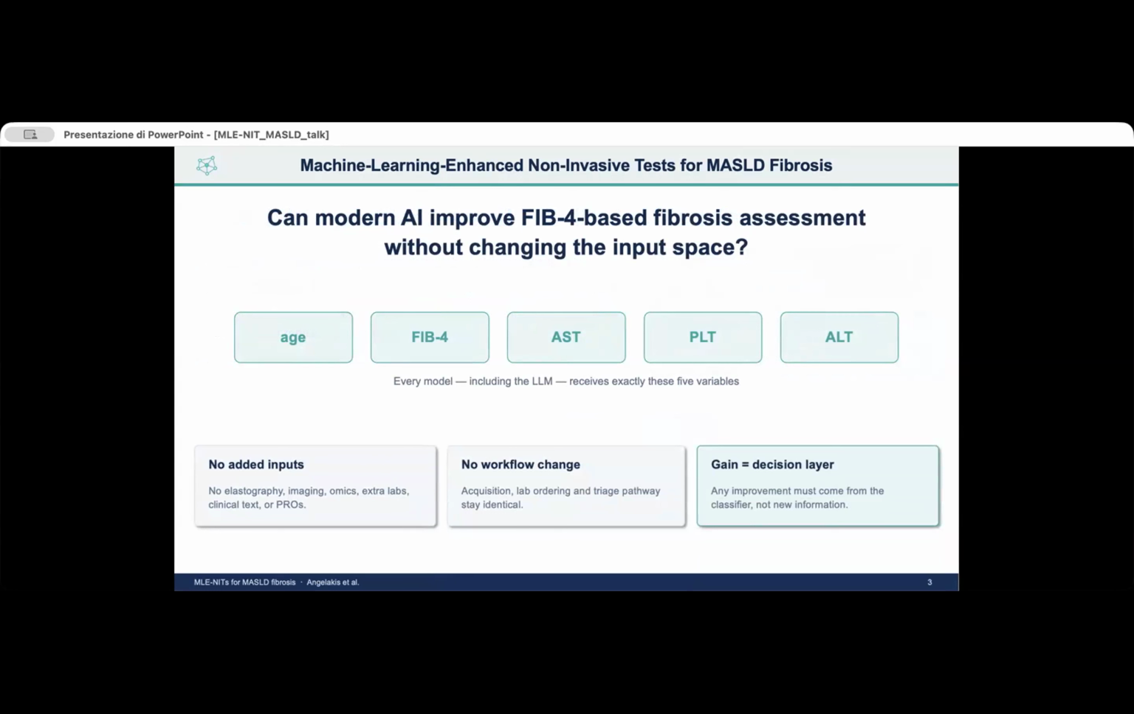The question we ask in this work is whether modern AI can improve FIB4-based fibrosis assessment, but without changing the input space at all. Every model in this study receives exactly the same 5 variables: age, the FIB4 score, AST, platelets, and ALT. The key constraint is the crucial point. It means any improvement we observe cannot come from new information. It keeps the clinical workflow identical, and it puts a ceiling on how large a gain we could possibly show.